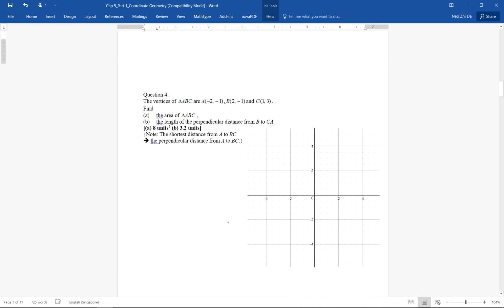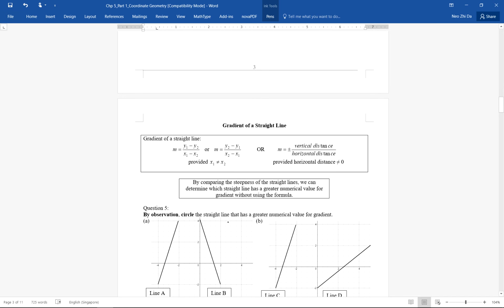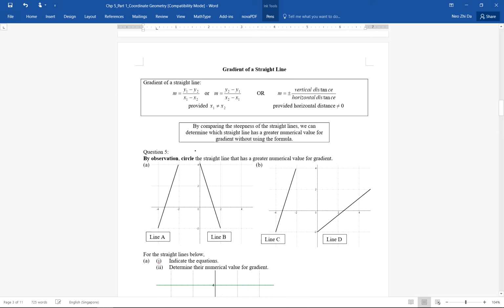Now I'm going to move on to gradient. You learned in Sec 1 that there are two formulas. Gradient is actually vertical distance over horizontal distance, just that the plus minus you need to put by yourself. And this is the formula: y2 minus y1 over x2 minus x1, or vice versa. Now by comparing the steepness of the straight lines, we can determine which straight line has a greater numerical value for the gradient. By observation, circle the straight line which has a bigger gradient.